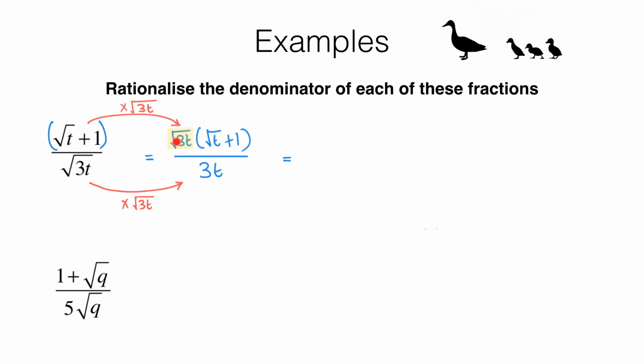Let's start with that first bit. Root 3t multiplied by root t. Well, this root 3t here is really root 3 multiplied by root t, and then if we multiply that by root t again, we get root 3 multiplied by t. Notice that this t is no longer under the square root. And then remember we need to add root 3t multiplied by 1, which is just root 3t. So there's the numerator, and the denominator is simply 3t, as we've seen.